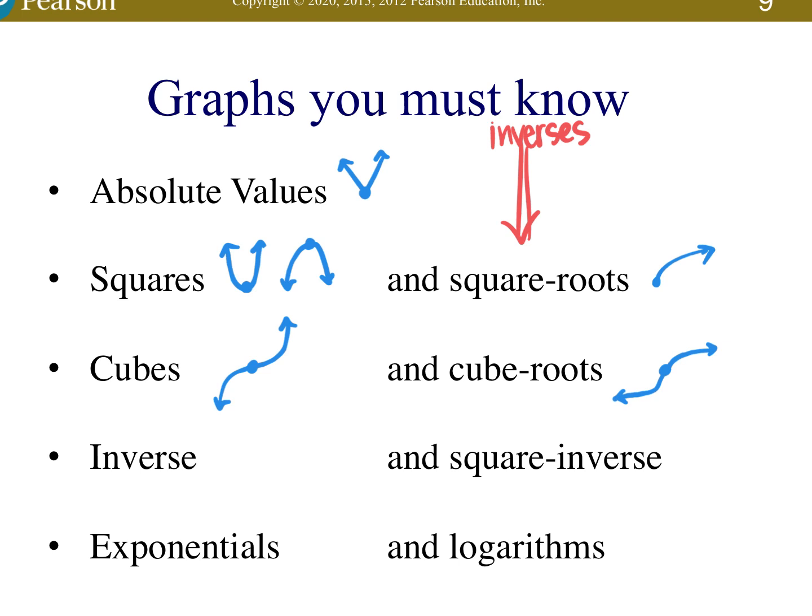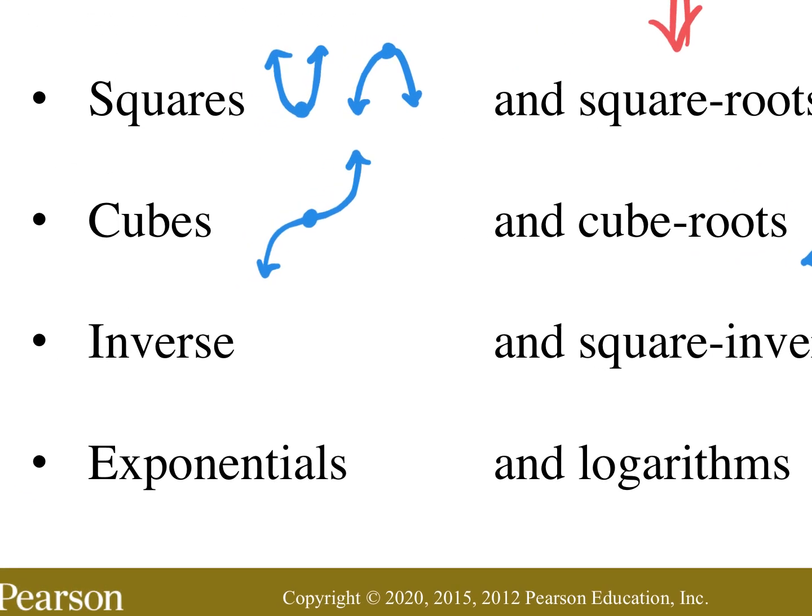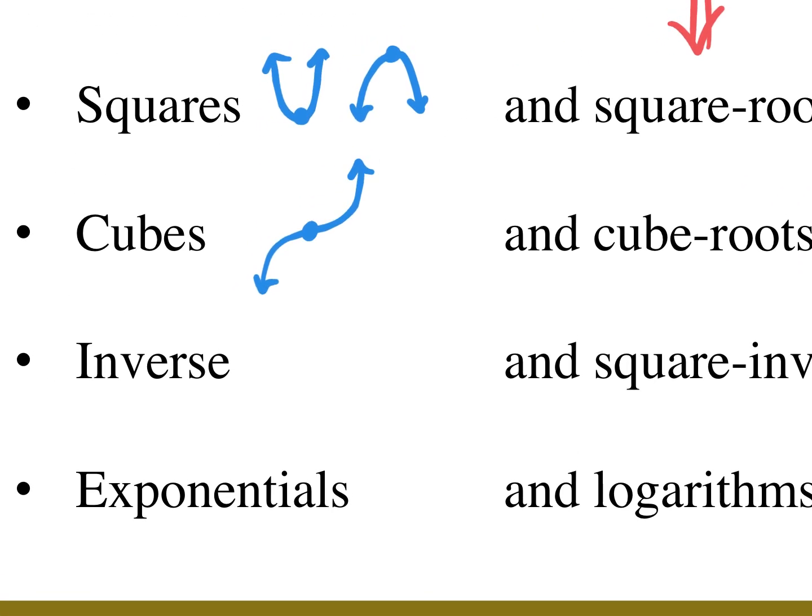Okay, an inverse graph. This is one people are less familiar with. An inverse graph has asymptotes, so use a different color to make some asymptotes. An inverse graph looks like this. It's got a section in quadrant 1 and a section in quadrant 3.